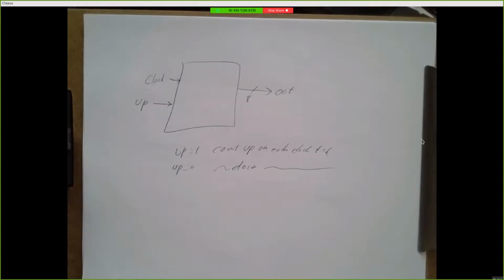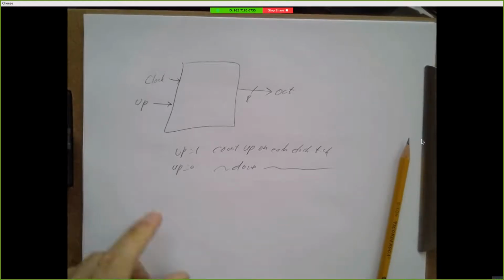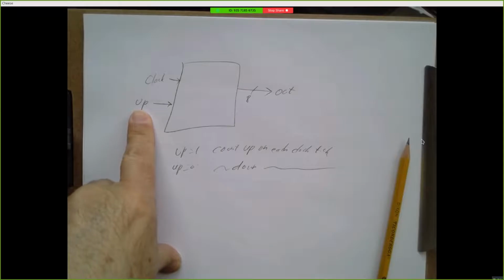Right? This is like the ALU. It's building a circuit that does multiple things, and you have to have a way to tell it what to do. In this case, we put a signal in here to say, should you count up or count down?